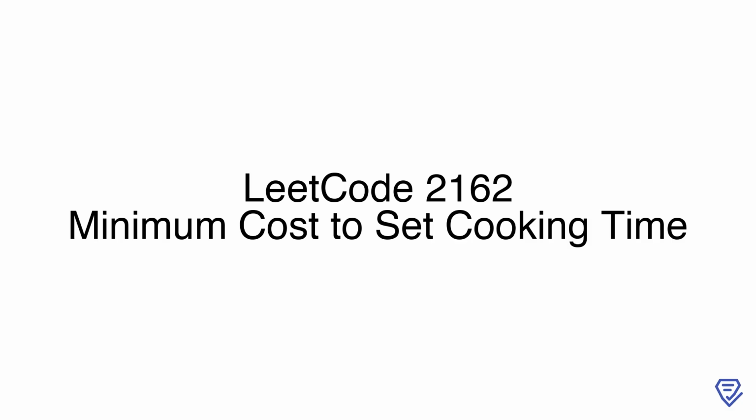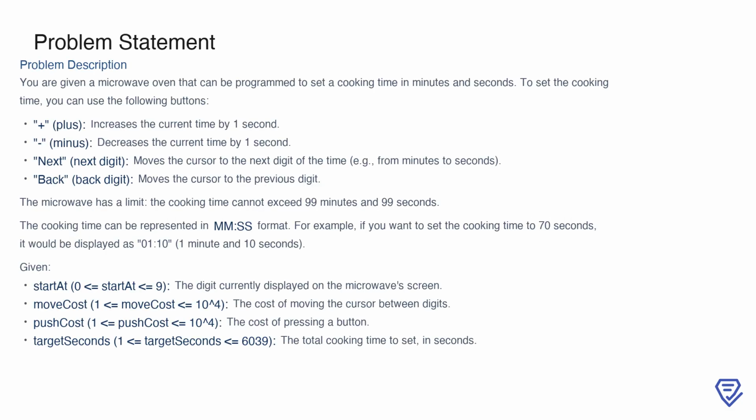Let's get started. In this problem, you are working with a microwave oven that allows you to set cooking time in minutes and seconds. The controls include 4 buttons, the plus and minus buttons to adjust the cooking time by 1 second, and the next and back buttons to move the cursor between digits of the time. However, there's a constraint: the cooking time cannot exceed 99 minutes and 99 seconds.